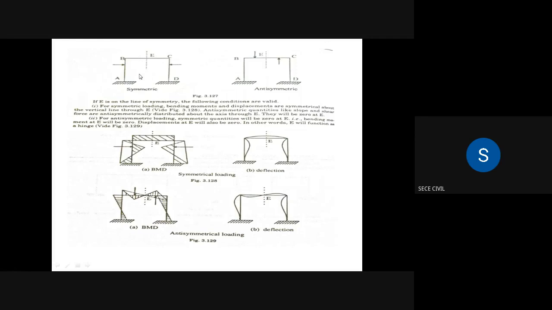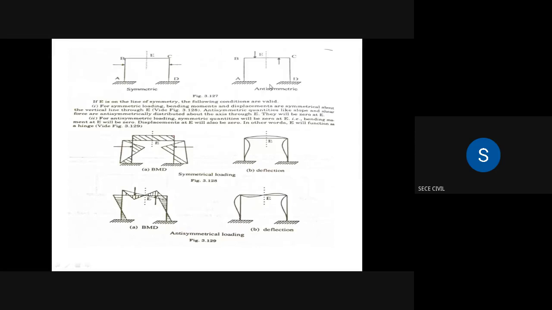Next figure you can see. This particular frame has lateral load. It is a three-member frame only, A, B, B, C, C, D, but it has lateral load on both the vertical members A, B and C, D. The load is also acting in the opposite direction, so it is symmetrical. So it is symmetric.